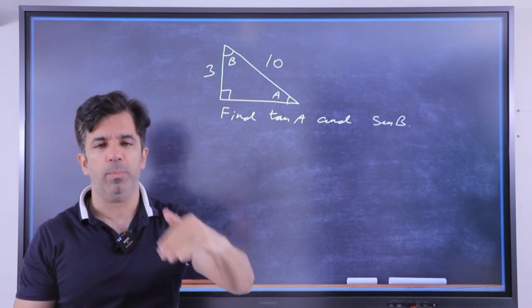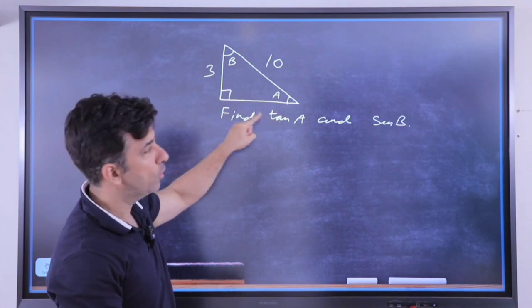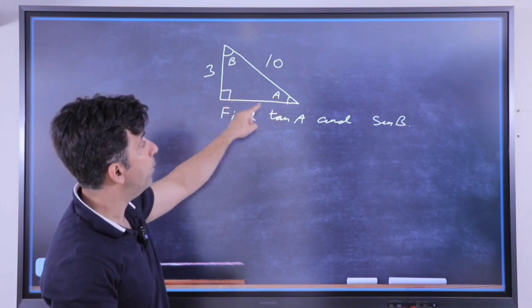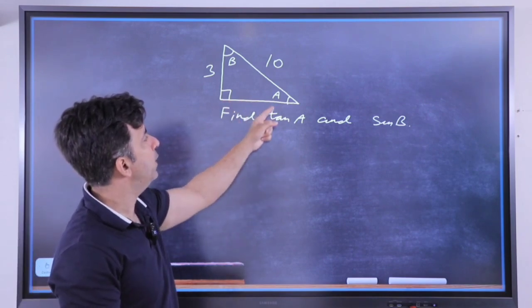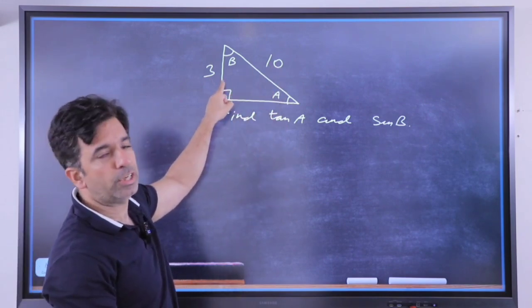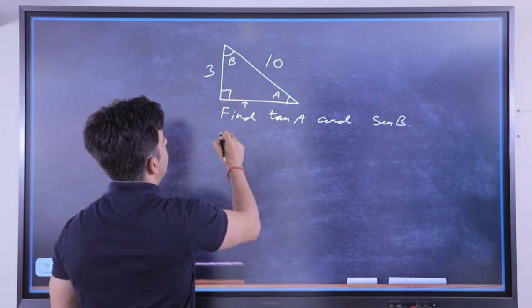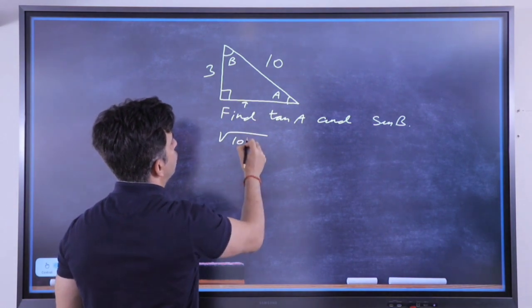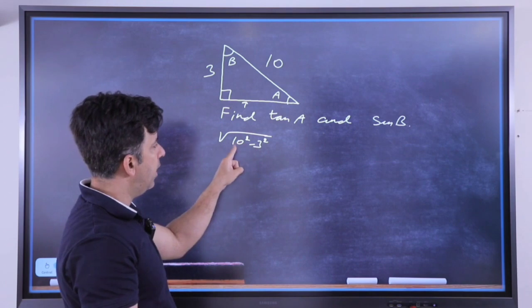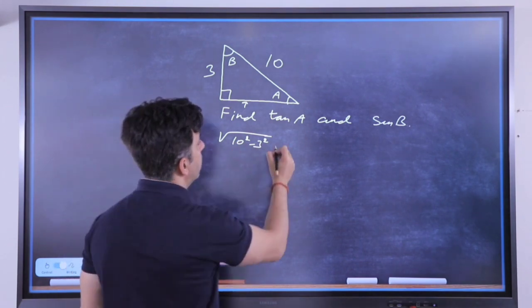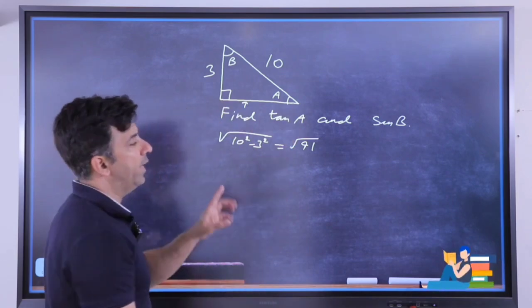Tan A is perpendicular upon base. So in this case, the base is missing. So the first thing that I'll do is find the base using Pythagoras theorem, through which we know that the base would be the square root of 100 minus 3 square. So this base would be the square root of 10 square minus 3 square. It would be 100 minus 9, that is 91. It would be the square root of 91. So this side is square root of 91.